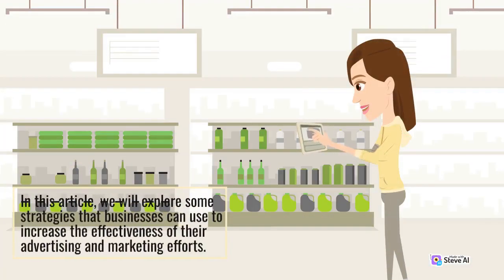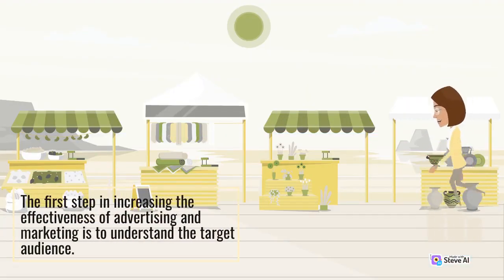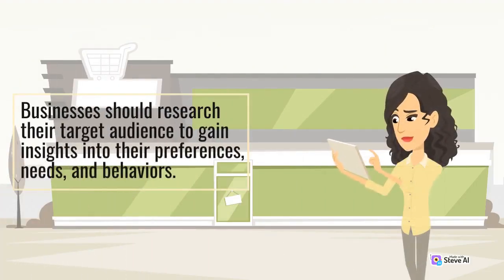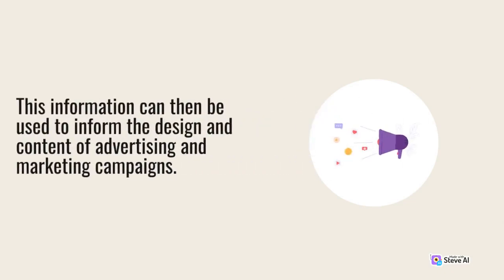In this article, we will explore some strategies that businesses can use to increase the effectiveness of their advertising and marketing efforts. The first step in increasing the effectiveness of advertising and marketing is to understand the target audience. Businesses should research their target audience to gain insights into their preferences, needs, and behaviors. This information can then be used to inform the design and content of advertising and marketing campaigns.